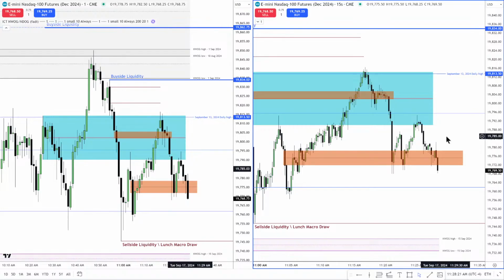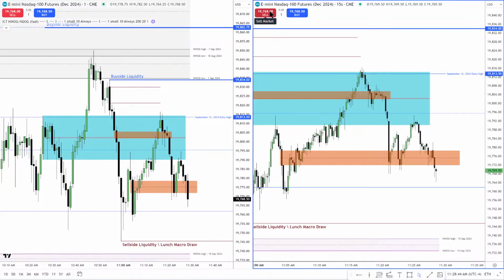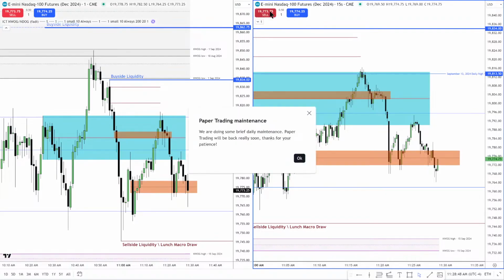There you go. Now don't run away. Don't run away yet. I want to see if we can touch the bottom of that inversion fair value gap. Not yet. Come on. Volume imbalance right there and the low. Oh, you kidding me?